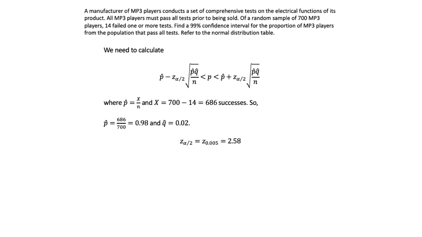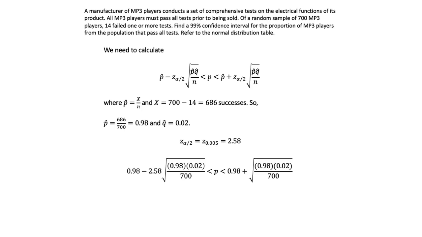When we look at the normal distribution table, for 0.005, we get a z-value of 2.58. Plug everything we have now into our formula for the confidence interval, and we get p between 0.966 and 0.994.